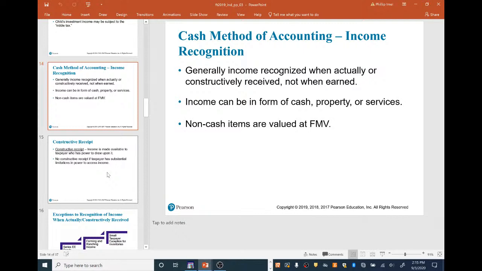Once again, generally income is recognized when actually or constructively received, not when earned. We mean this is going to be when the money is actually exchanging hands, not when the services or goods are provided. Income can be in the form of cash, property, or services, and non-cash items are going to have to be valued at fair market value for tax purposes.